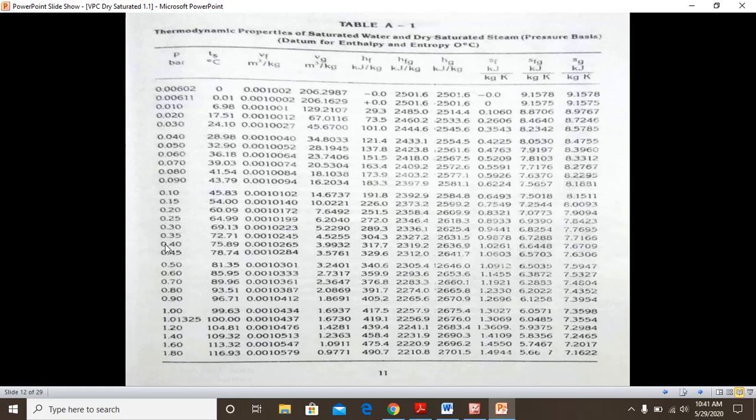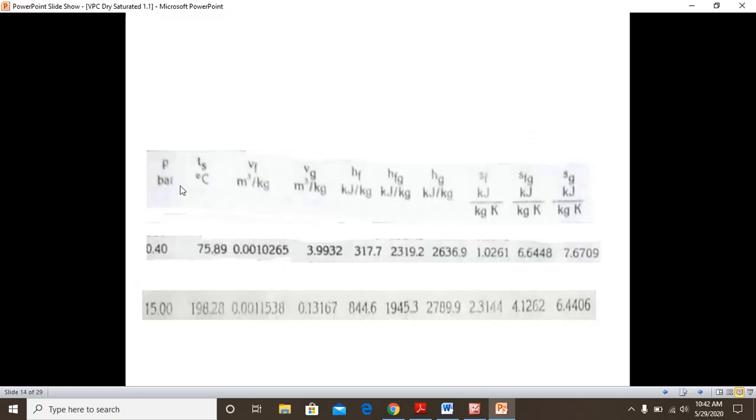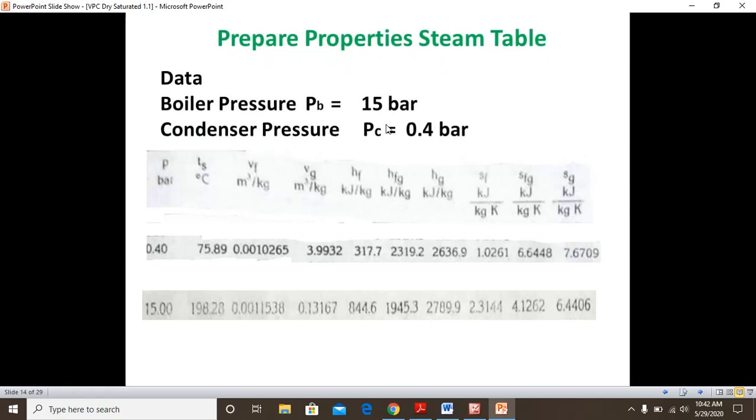At 0.4 bar, you note down all the values like the specific volume of water. This is the liquid phase, this is the gaseous phase. Specific volume, sensible heat, latent heat, and then total enthalpy, and similarly sensible entropy, latent entropy, and total entropy. You note down all these values. Similarly at 15 bar pressure, see here, you note down all these values. This is the value you are going to note down. So you are getting my point, at 15 and 0.4 bar you are getting all these values.